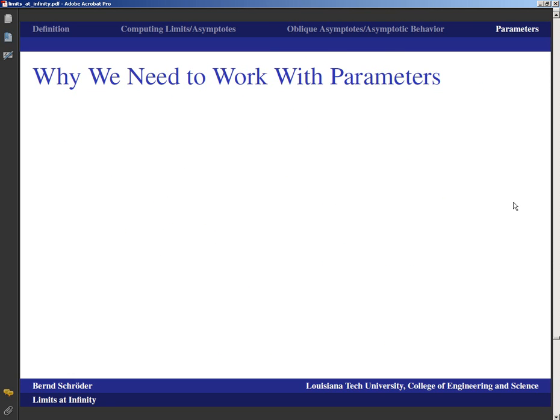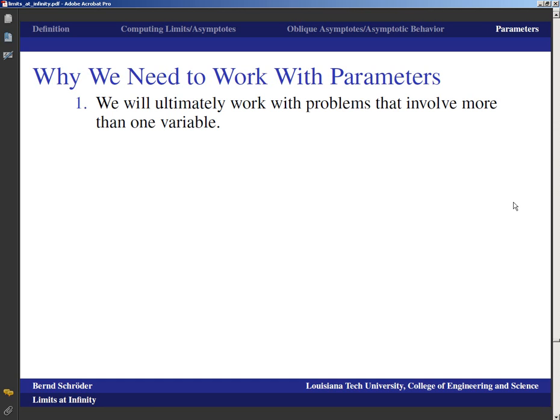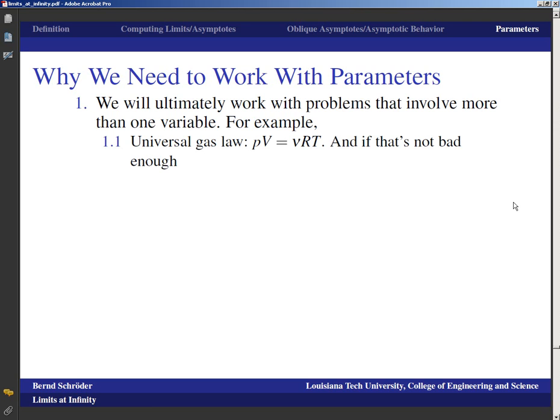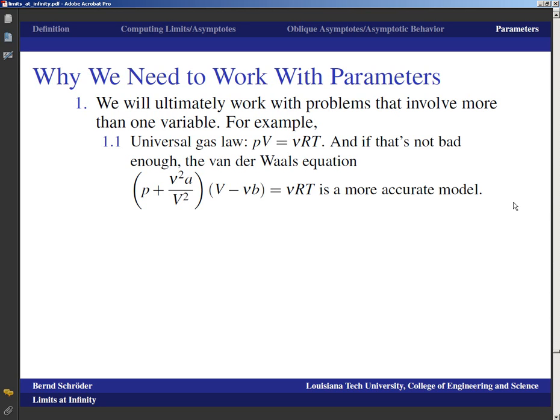Okay, finally, let's work at least one more problem with parameters, and again, remember, parameters make things a little bit harder, but we ultimately will work with problems that involve a lot more than one variable. For example, you can remember the universal gas law. It's got 5 variables. If you correct that thing to the van der Waals equation, you get even more variables in there.